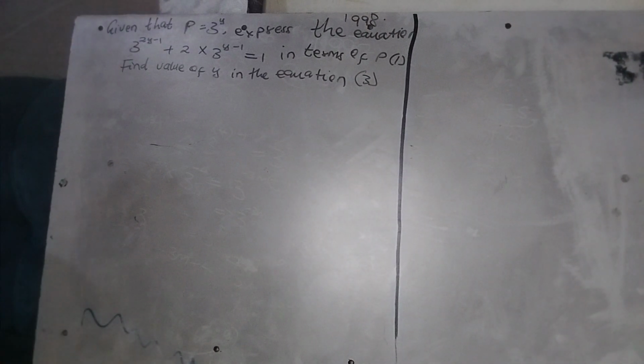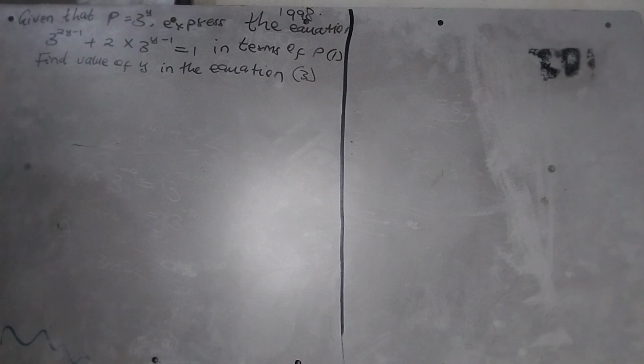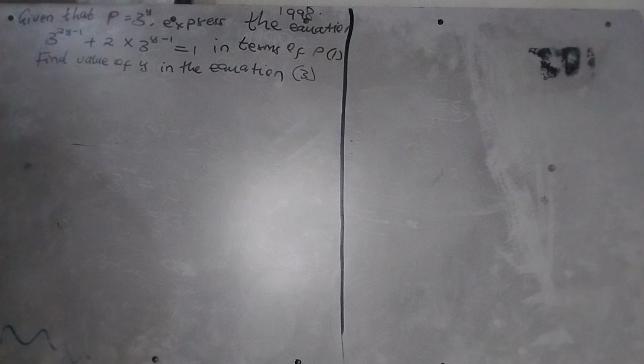Dear learner, welcome to the indices question from the year 1998. It says that given that P is equal to 3 raised to power y, express the equation 3 raised to power 2y minus 1 plus 2 times 3 raised to power y minus 1 is equal to 1 in terms of P, 1 mark. Hence, go on and find the value of y in the equation, 3 marks. Simple, 4 marks. Let us see.